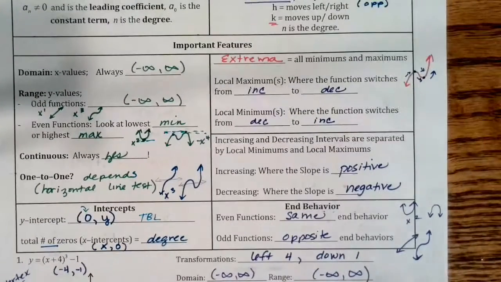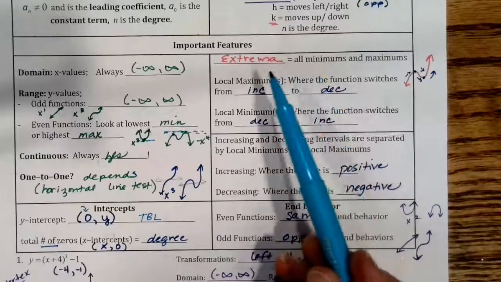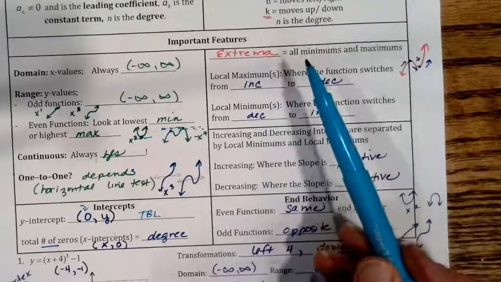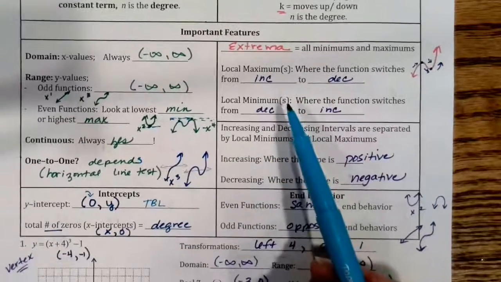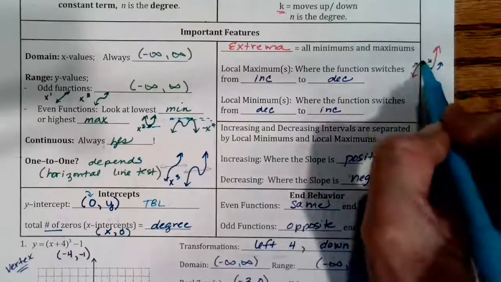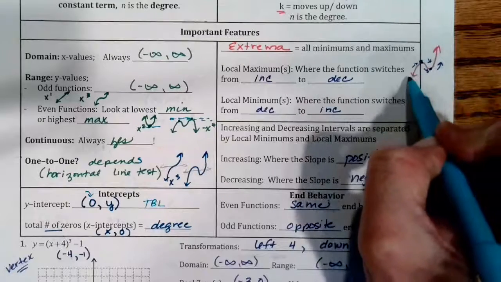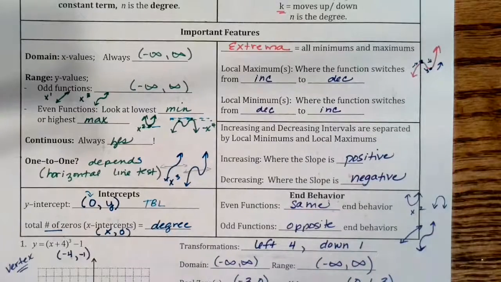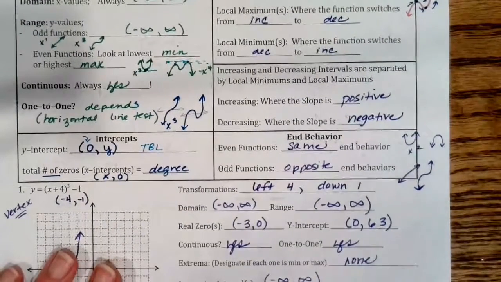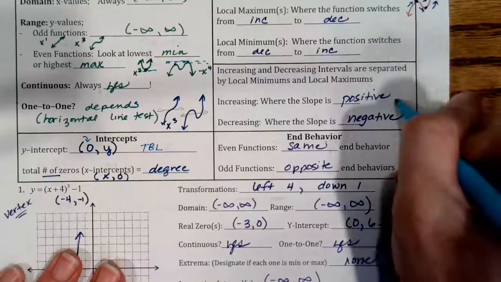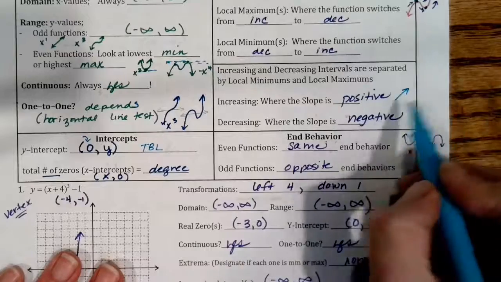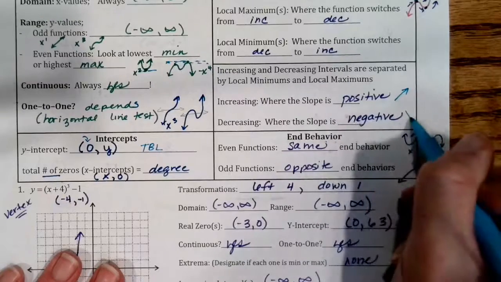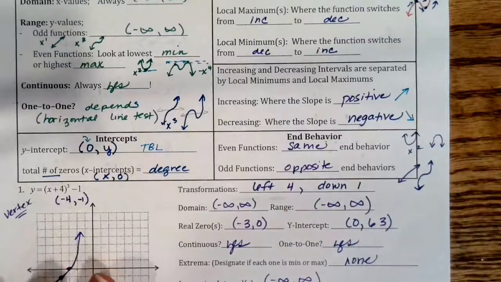When we're talking about extrema, all minimums and maximums have this one generic term. And we can take a look at where increasing and decreasing behavior happens. These local maximums or local minimums determine where the increasing and decreasing intervals change back and forth. Your increasing and decreasing intervals are separated by those local minimums and maximums. It's increasing where the slope is positive, where you're rising as you move left to right, and decreasing where it's negative, where you're falling from left to right.